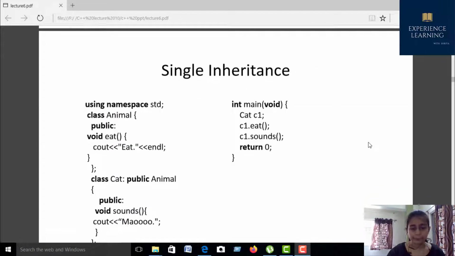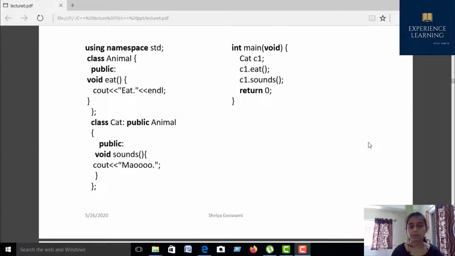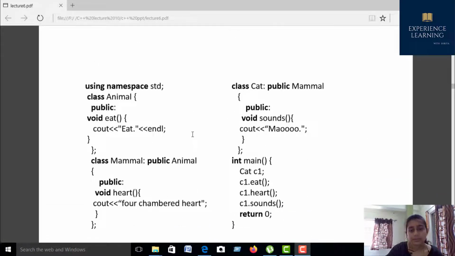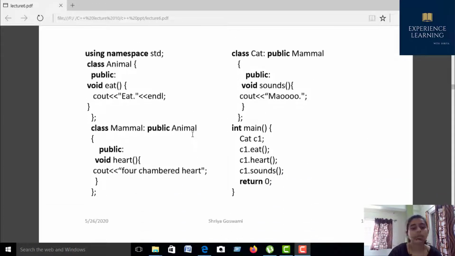Okay, this is an example of single inheritance. You can see this: public Animal, we are just taking a single base class and a single derived class. Next, I think you can understand this: the Animal class is derived into the Mammal class, and the Mammal class is derived into Cat. So this is Animal to Mammal, Mammal to Cat.